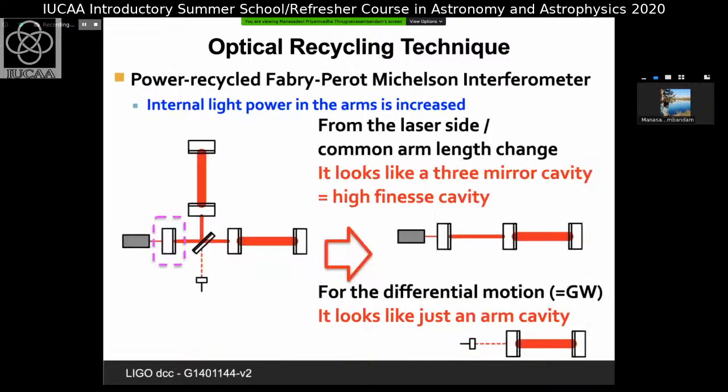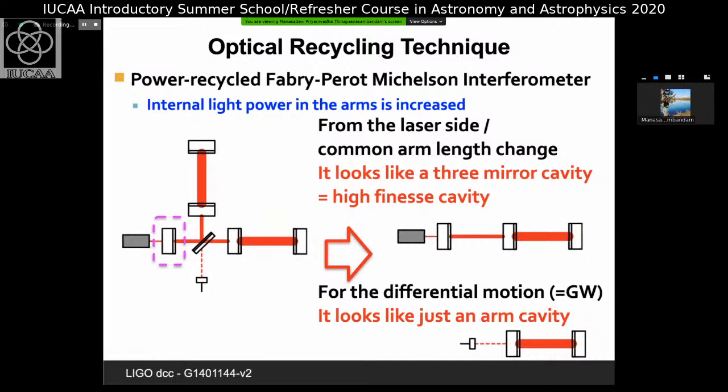So our power recycling mirror helps us do better in terms of shot noise levels. So it is a very good improvement that we can do to increase the sensitivity of the detector. From another point of view, the PRM, or the power recycling mirror, forms an additional cavity.